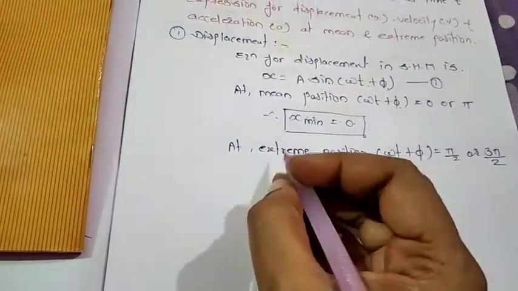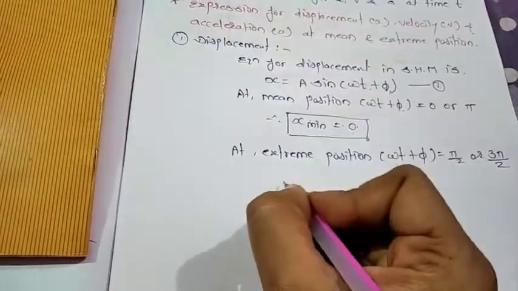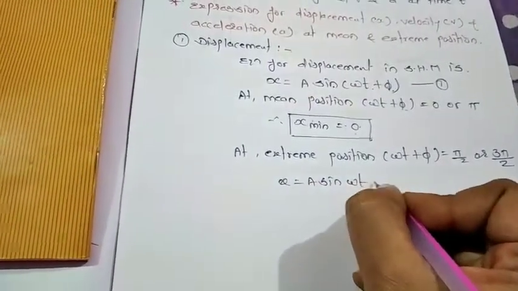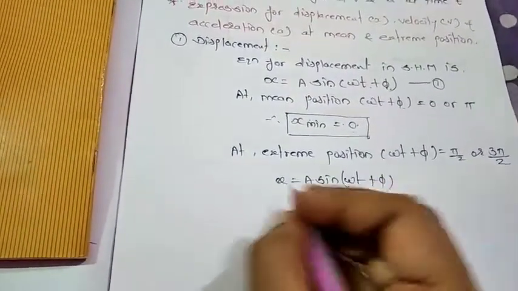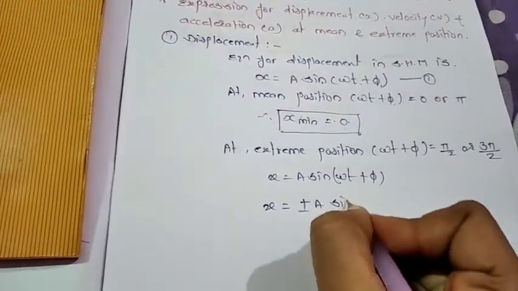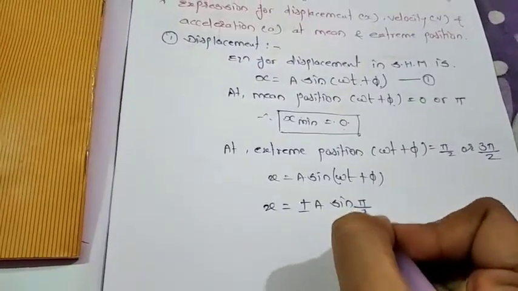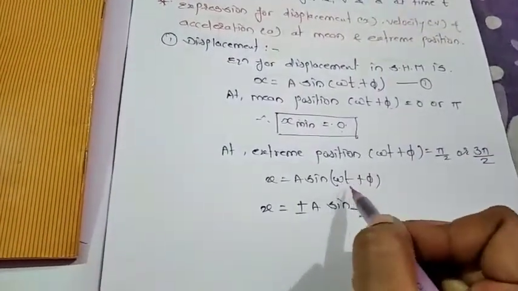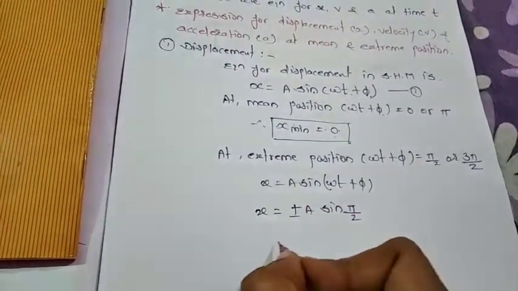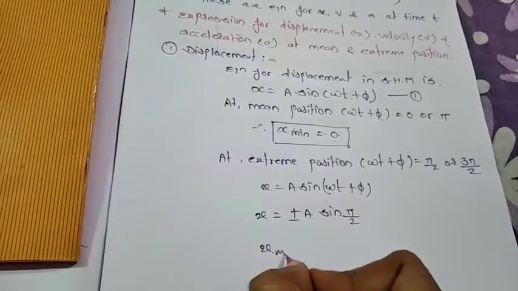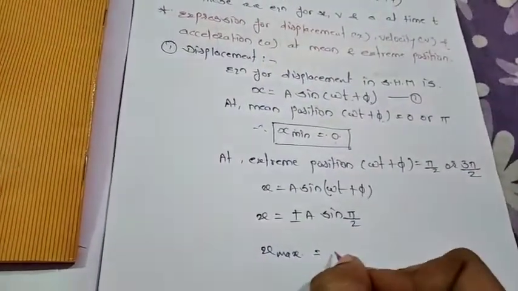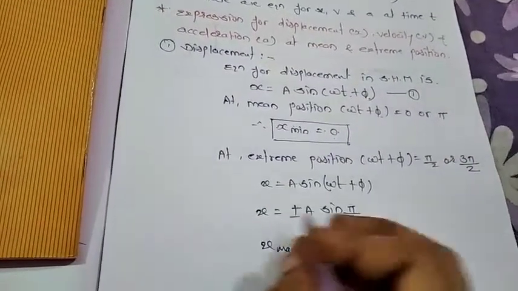Therefore this equation 1, that is x is equal to a sine of omega t plus phi, becomes x is equal to plus or minus a sine of pi by 2. We have written this value here. Instead of omega t plus phi, we have written pi by 2. That is equal to x max, we can say. It is the extreme, that is the maximum value. It is equal to plus or minus a.